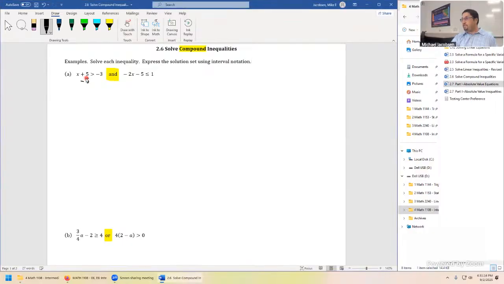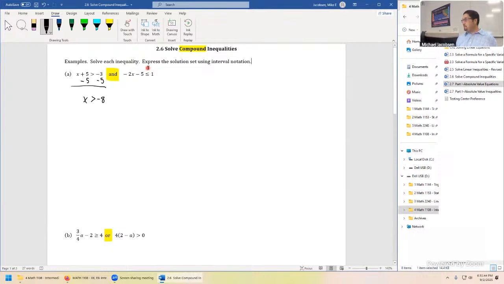So subtract 5 from this side, subtract 5 from this side. We're not multiplying or dividing by a negative number, so the inequality direction does not change on this one. It stays as a greater than. So now we have x greater than, negative 3 minus 5 is now a negative 8. And we're done. We just do it all over again on this side right here, the right-hand side.